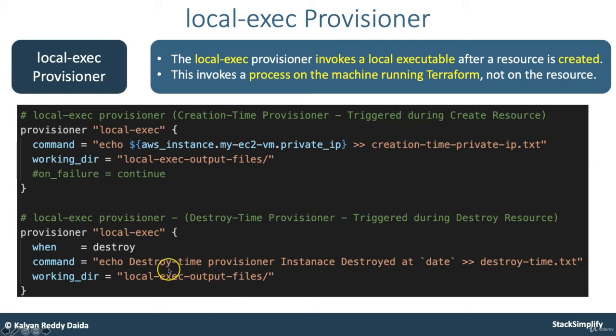So whenever you run the Terraform destroy, this provisioner will note the time of that respective instance when it is destroying and then save it in destroy time.txt inside your local-exec output files in your Terraform working directory. Okay, so this is about the local-exec provisioner.